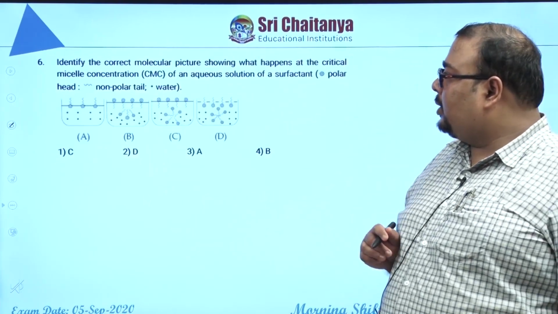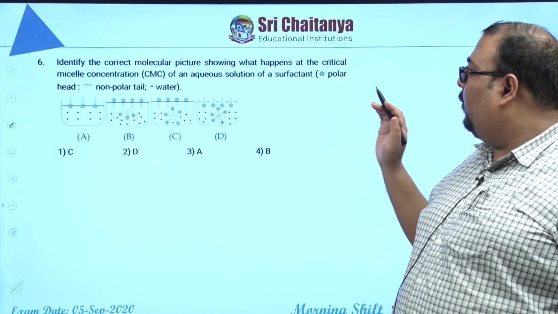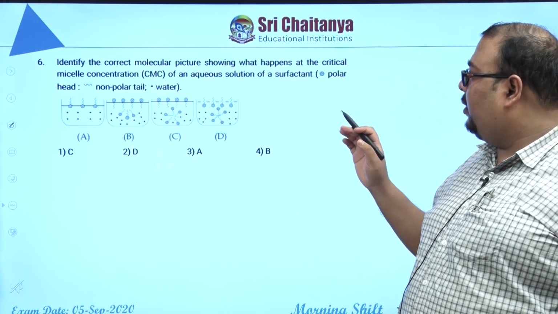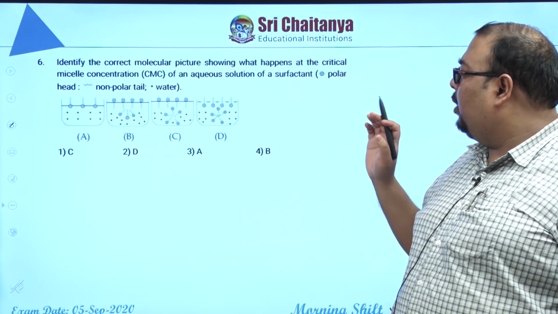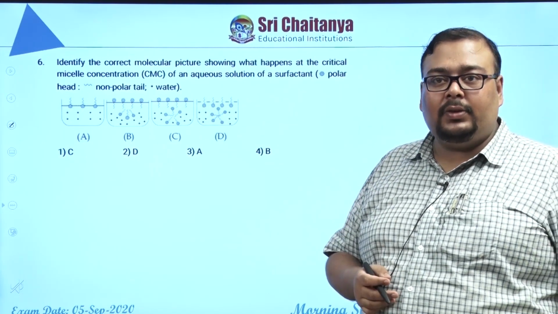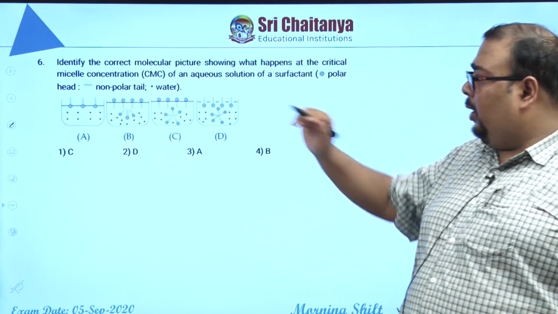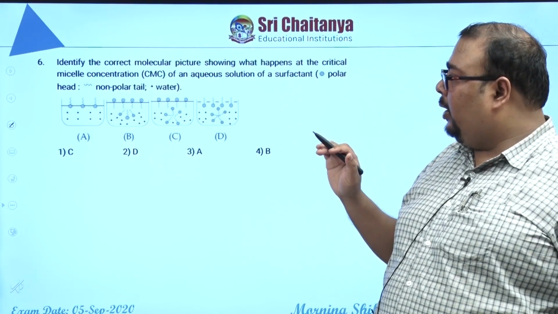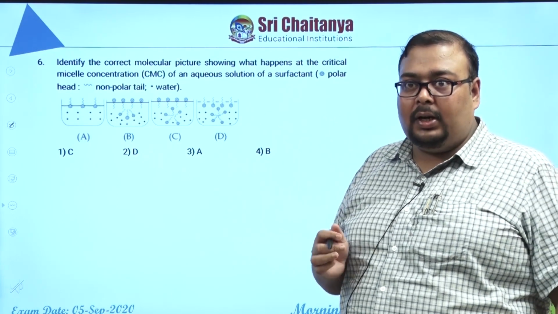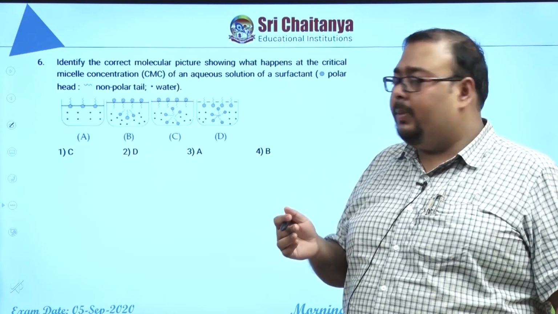The question number 6 says that identify the correct molecular picture which shows what happens at critical micelle concentration of an aqueous solution of a surfactant, okay, under these configurations. Now this is a question of surface chemistry under associated colloids. Okay. So here the 4 configurations are given, and we have to choose which of the configuration corresponds to the CMC formation, micelle formation. Okay.